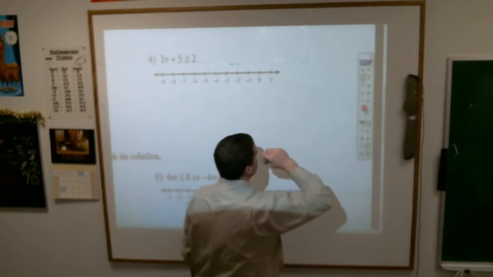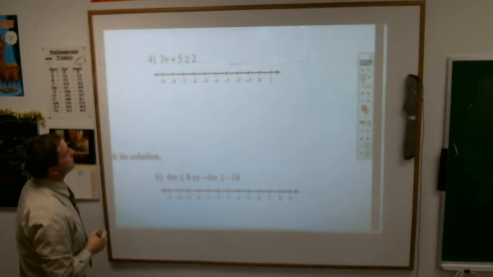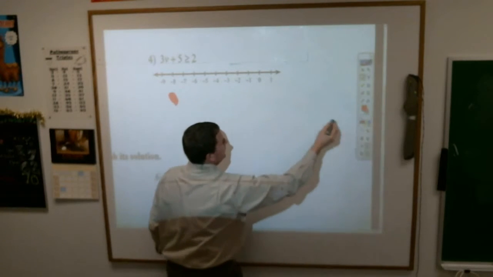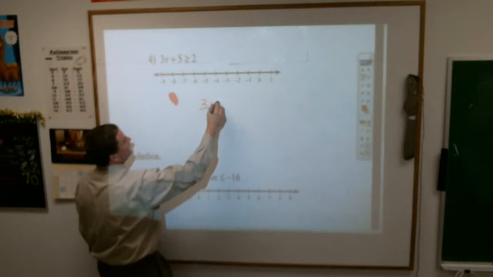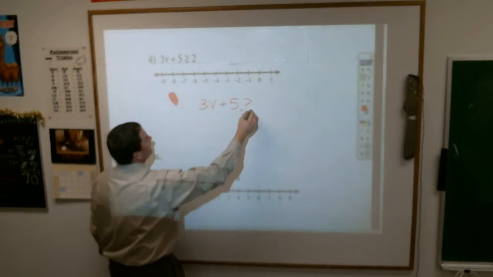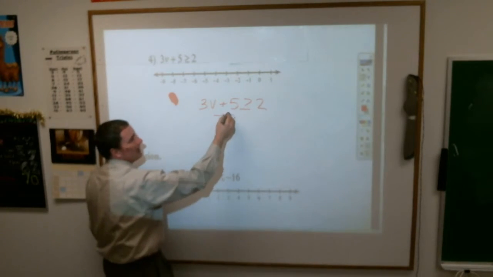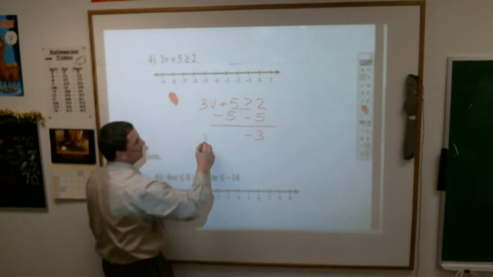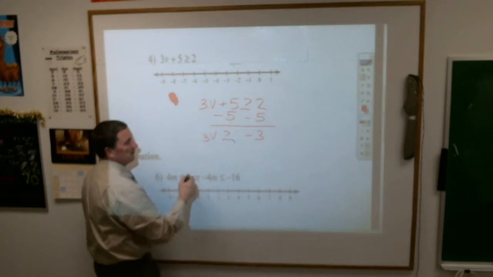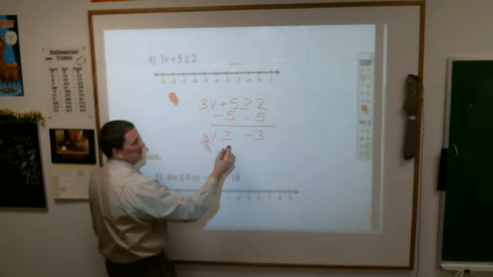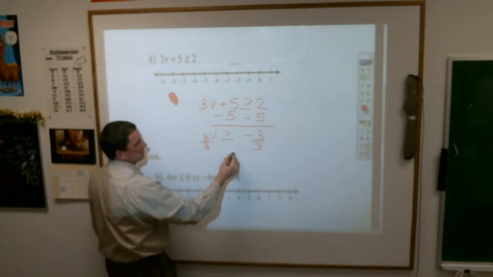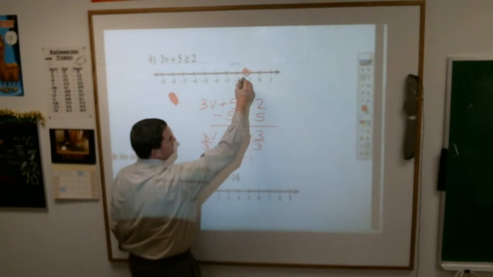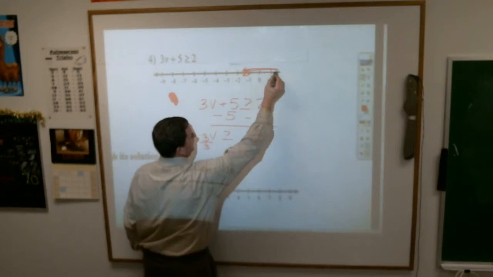What's your question, number 4? I got -9. You have 3b plus 5 greater than or equal to 2. You subtracted 5? 2 minus 5 is -3. 3b is greater than or equal to -3. How do you get b by itself? Divide by 3. -3 divided by 3 is -1. So at -1, it's a closed circle, and it's greater than, so it goes this way.